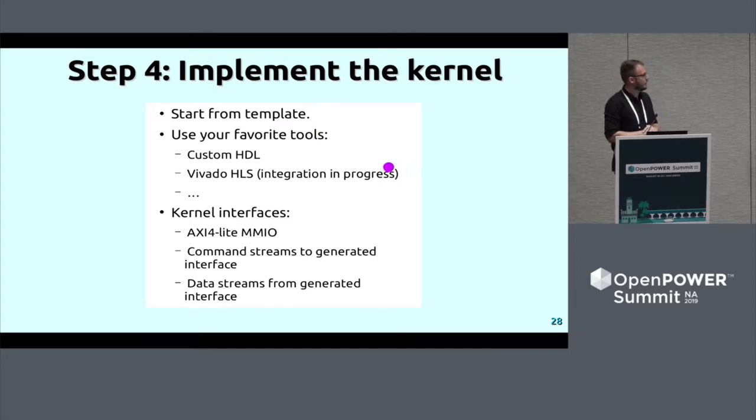So these are the interfaces that you will see on your kernel. AXI4 Lite for MMIO registers, because you always want to set some constants or whatever and control your kernel. And then you get a command stream towards the generated interface that Fletcher built for you. So you can issue a command, like I want to get all the strings from this range, or in this case, all the integers in the record batch or something. And then you get the data stream back.